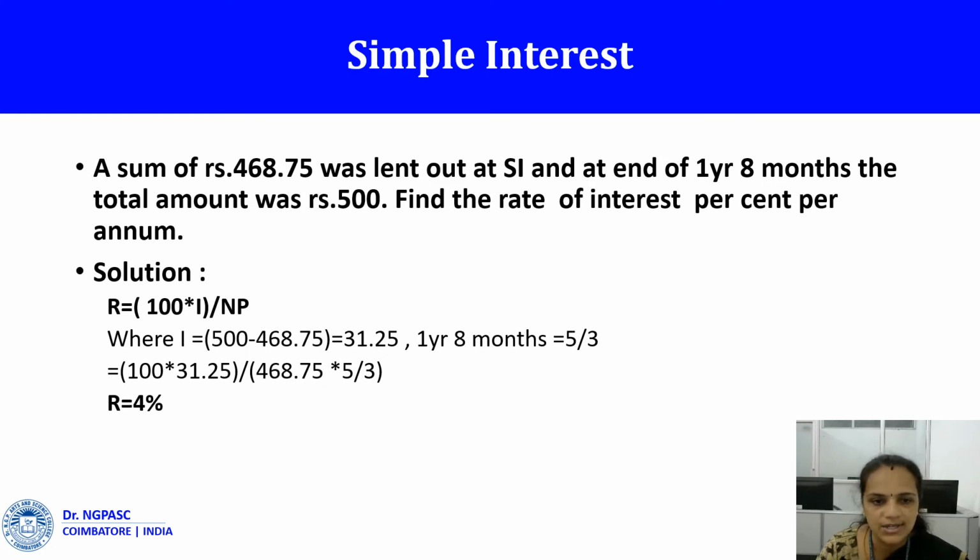So R equals 100 into I divided by number of years into principal. The interest is 500 minus 468.75, which equals 31.25. The number of years, 1 year 8 months, can be written as 5 by 3, and the principal is 468 rupees 75 paise. By calculating these, we'll get R equal to 4%.